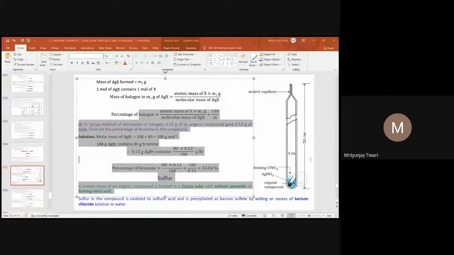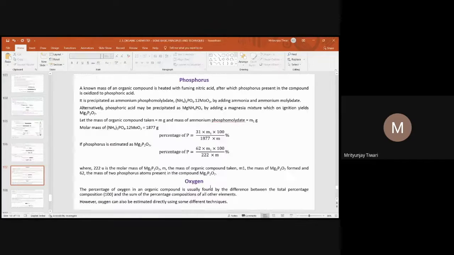And here in this equation, the last equation is what you can see here. 222 u is the molar mass of Mg2P2O7. This m is the mass of the organic compound taken. m1 is the mass of Mg2P2O7 formed. And 62 is the mass of the 2 phosphorus atoms present in the compound Mg2P2O7.